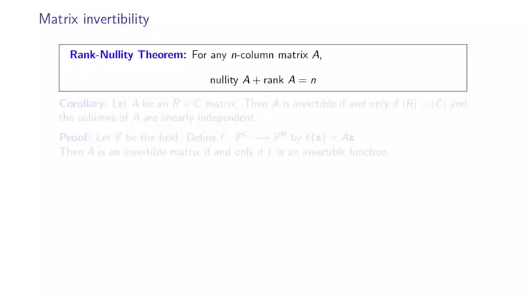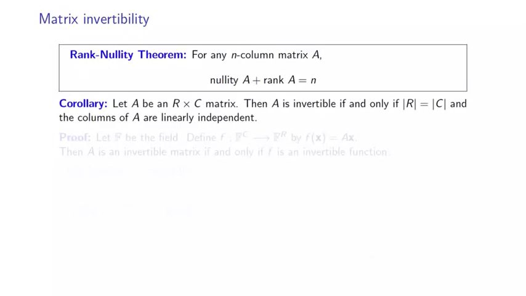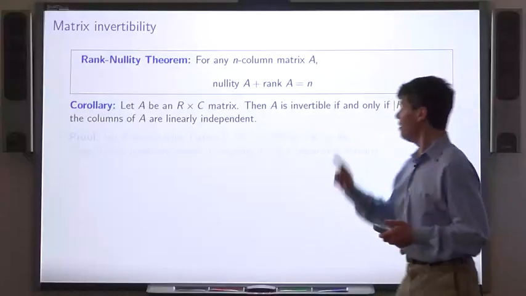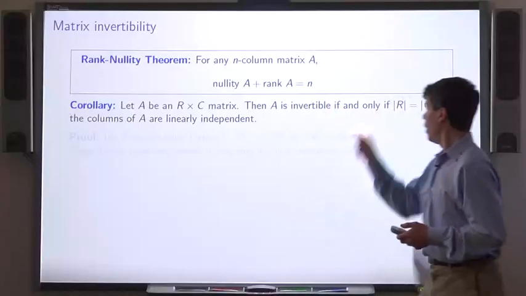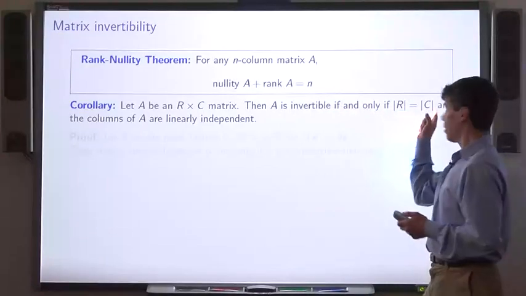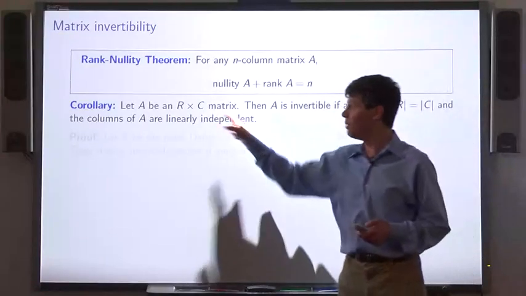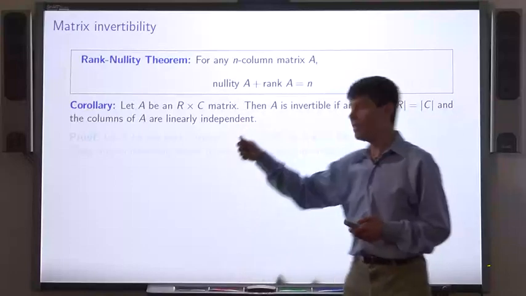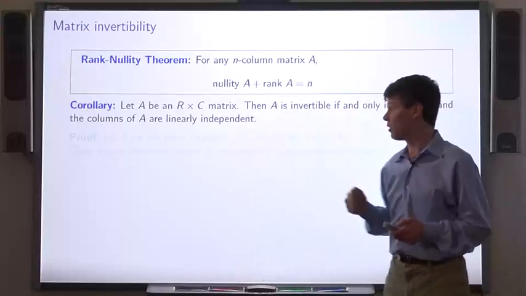Now let's use the rank nullity theorem to help understand when a matrix is invertible. Let A be an R by C matrix. Then A is invertible if and only if the cardinality of R equals the cardinality of C and the columns of A are linearly independent. That is, A has to be a square matrix.